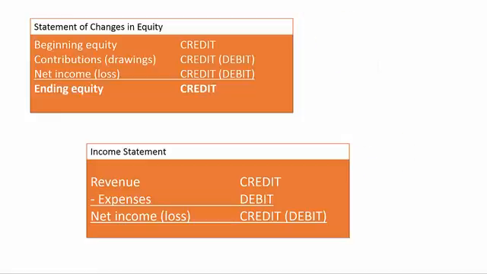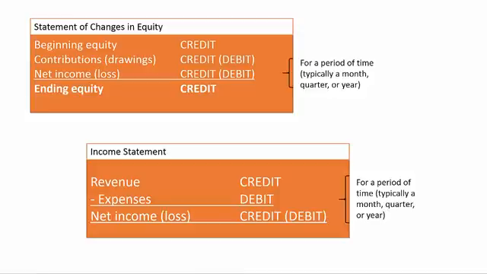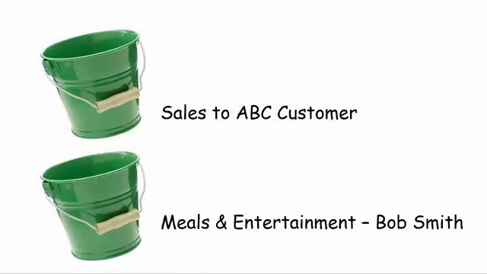Now these 2 statements, the statements of changes in equity and the income statement, differ from the balance sheet in one very important respect. These accounts accumulate activity throughout a period, be that a month, a quarter, or a year. If you recall, the balance sheet gave us information at a moment in time. So when we title these statements, we typically include labels that say for the month ending or for the year ending.